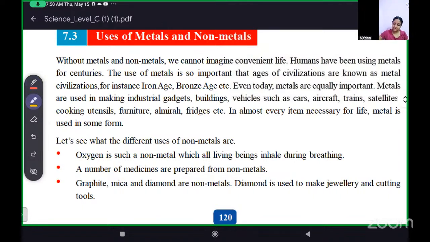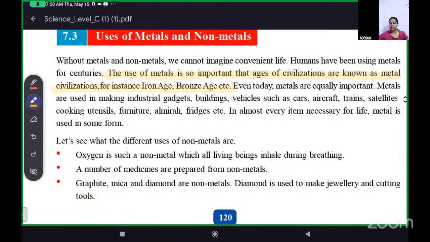Okay, metal civilization means that, do you know that the ancient time periods are known as Iron Age, Bronze Age, etc. Why are they called Iron Age, Bronze Age? Because of the use of the metals in that time period. In the Iron Age, people started using iron. In the Bronze Age, people started using bronze. So those time periods are named according to the metals used in that time period.